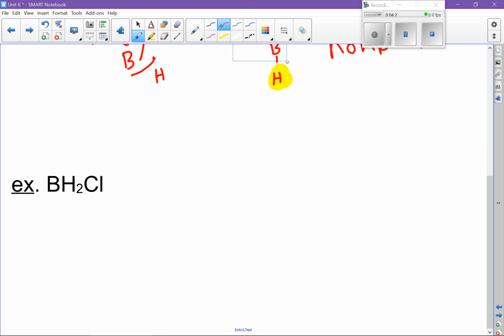Let's look at another possibility though. If I have BH2Cl, B in the center, 2 H's, and then put a Cl somewhere, 1 dot on each of the H's, connect your unshared pairs. Still trigonal planar because I have 3 extra atoms attached and no extra pairs on the center atom. So I still draw it in the same shape. It doesn't matter where this Cl goes. Don't forget to put the dots back on it.